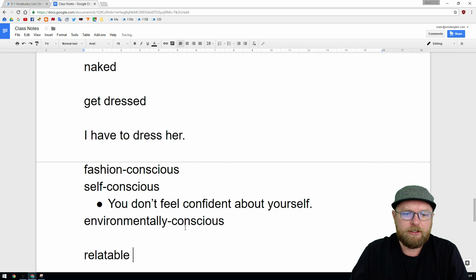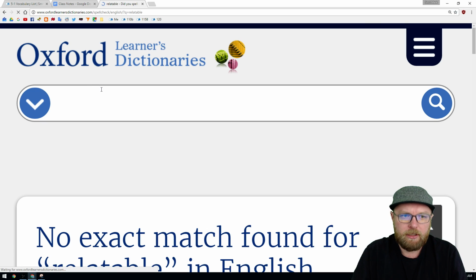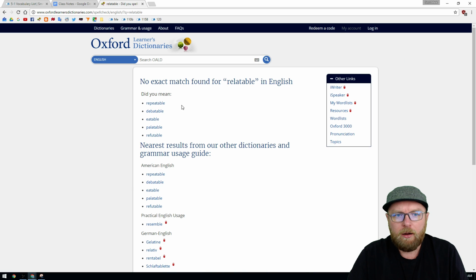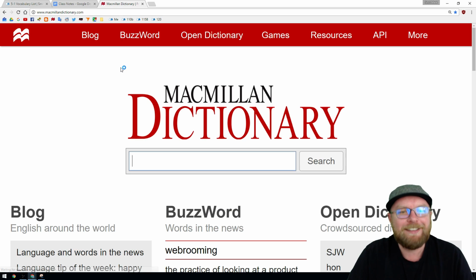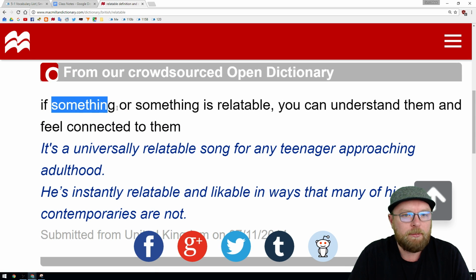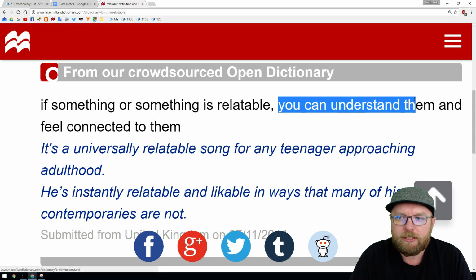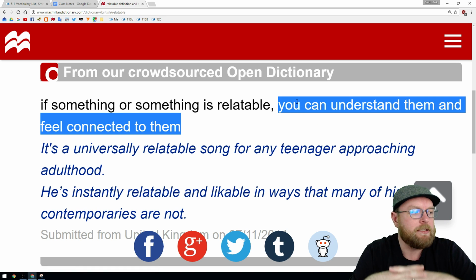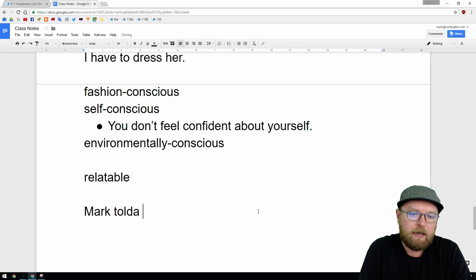Relatable. Floyd wants to know about this word, relatable. Well, let's look at a dictionary. You guys can always use a dictionary. Relatable. It doesn't have the word in the dictionary? Huh. Okay. So Oxford doesn't have relatable in the dictionary. That's kind of strange. Okay. Thanks, Macmillan. If something or someone is relatable, you can understand them and you can feel connected to them. Okay. So an example, Mark told a story today in class. What kind of story?